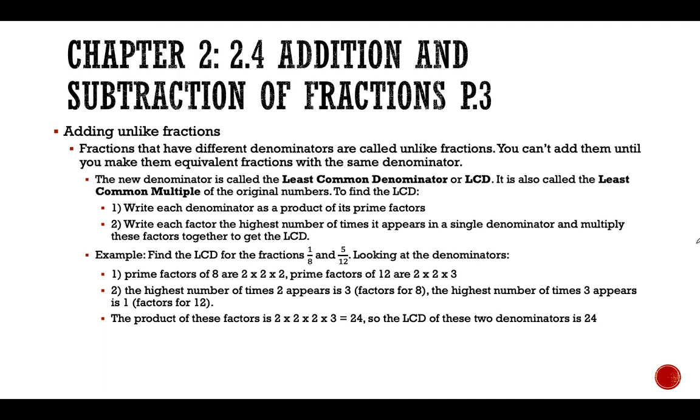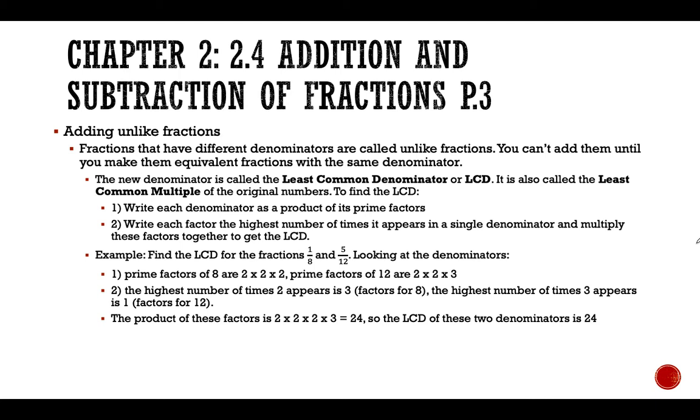So looking at the denominators, the prime factors of 8 are 2 times 2 times 2, and the prime factors of 12 are 2 times 2 times 3. The highest number of times 2 appears is 3 in the factors for 8. The highest number of times 3 appears is once in the factors for 12.